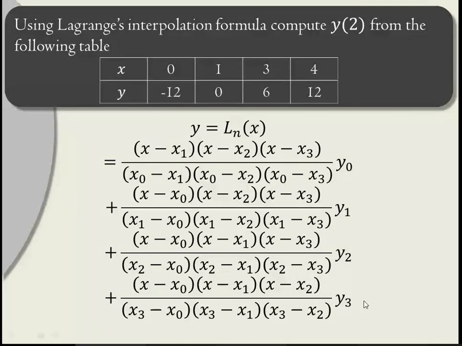Now from the table we know what the values are. x0 is 0, x1 is 1, x2 is 3, x3 is 4, and these are the values of y: y0, y1, y2, and y3. First value starts with 0. We consider the first values as the 0th value, x0, y0. Don't forget those basic things. Now you want the value of y at 2, so x will be 2. Put x equal to 2 and these values of x0, x1, x2, x3, all into this formula.